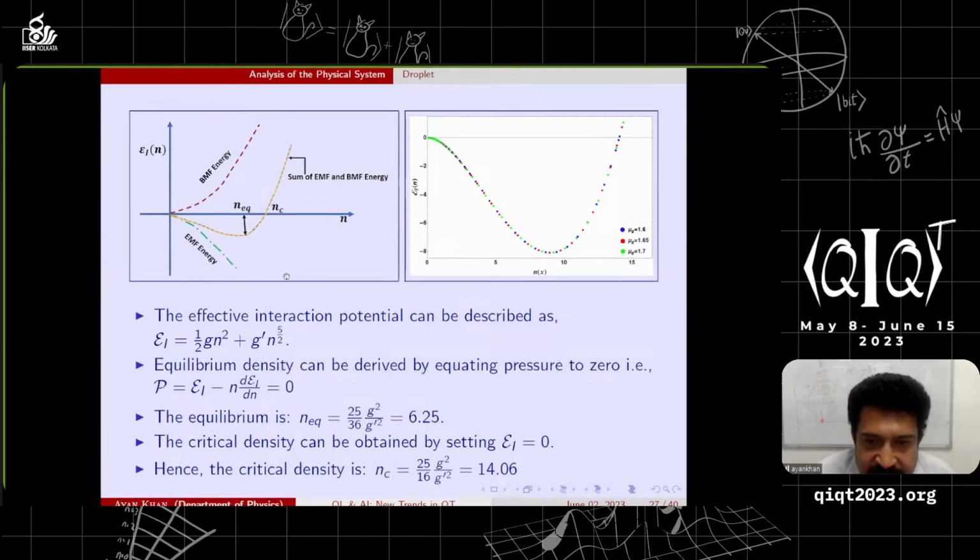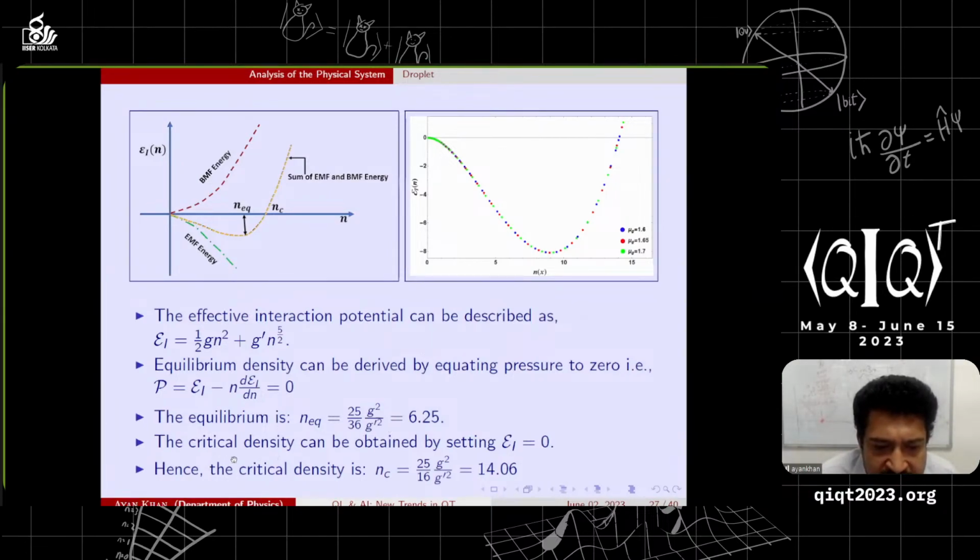Now we physically try to describe this. We calculate the effective mean field energy, the effective beyond mean field energy, and this interaction potential. I described this is my interaction potential. We calculate the equilibrium density by equating the pressure to 0, and we get this as some 6.25, which actually matches pretty well. Here, this is my equilibrium density. So you see from theory I get 6.25, and from my solution I get something like 7 or 8. So it is a pretty good match.